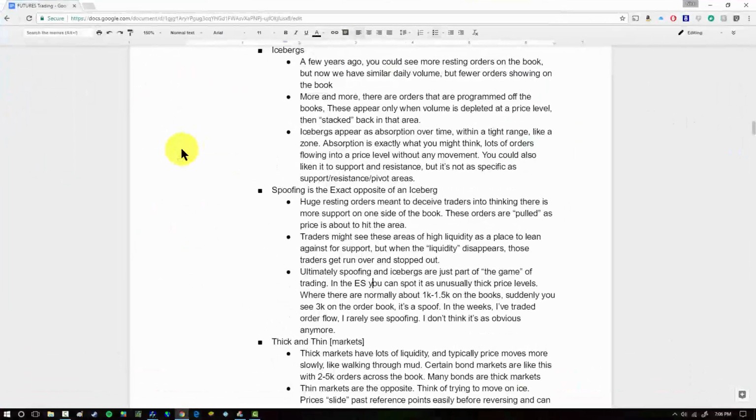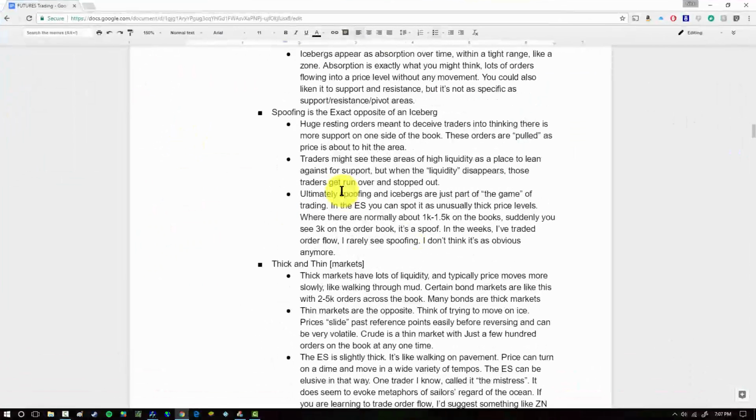Let's take a look at this. Next up, you have spoofing, and spoofing is kind of the exact opposite of an iceberg, right? Spoofing is meant to deceive traders into thinking there's liquidity or support on one side of the book. So maybe they see a ton of liquidity on the book, and they think, oh, maybe that's an iceberg order or something like that. And so they decide, okay, I'm going to lean up against that and look for a reversal there. But then suddenly, when price gets close, those orders are pulled as price is about to hit.